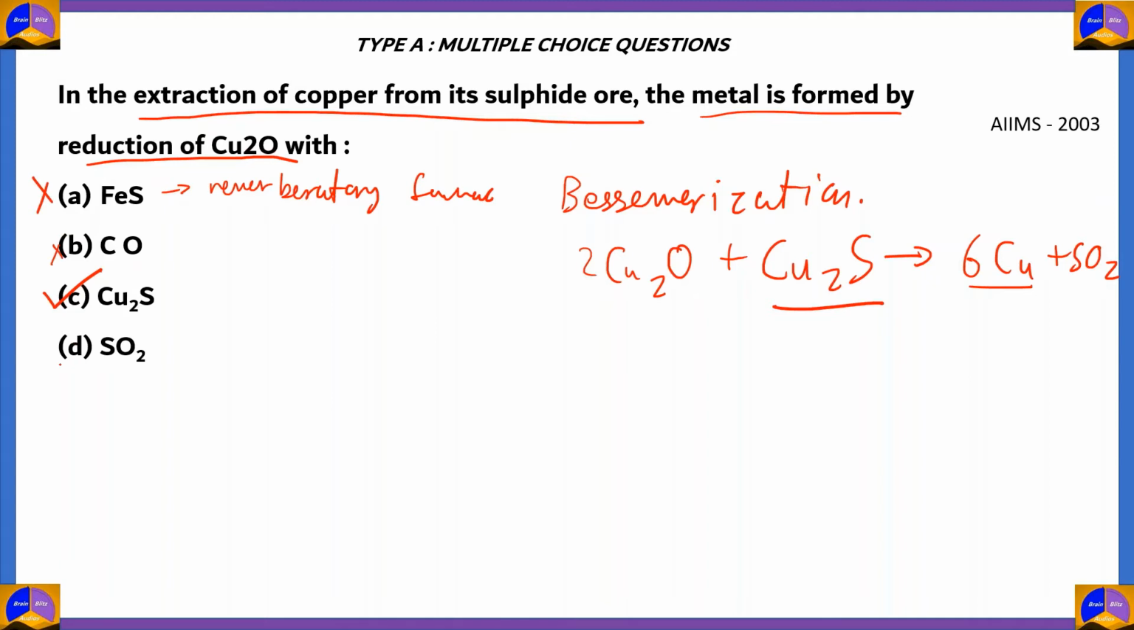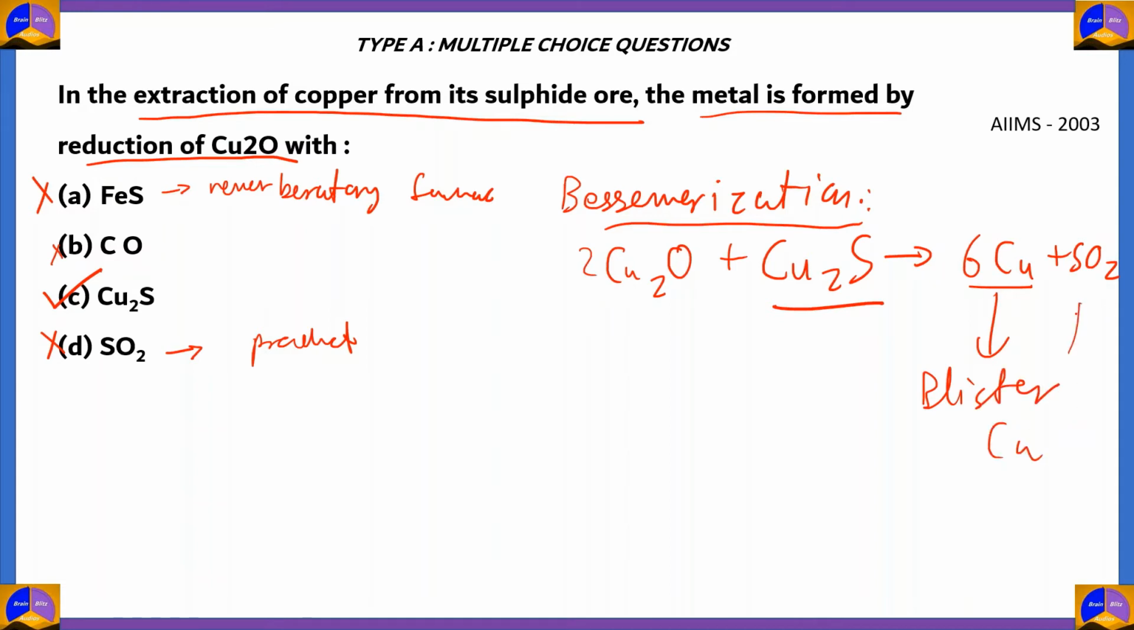And option D, SO2, is usually the product that you get after autoreduction in the reverberatory furnace. So it's incorrect. The right answer is option C, Cu2S, because Cu2S reduces Cu2O in the process of autoreduction to get 6Cu plus SO2. The copper here is known as blister copper because of the presence of evolved SO2 inside. So the copper appears in blisters.